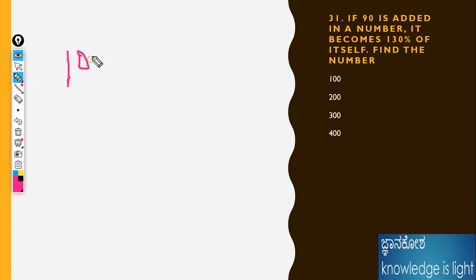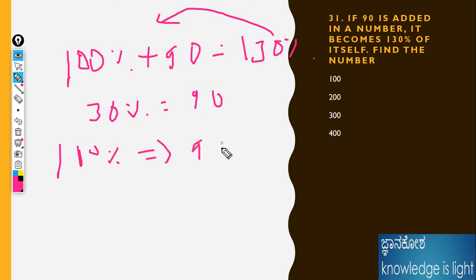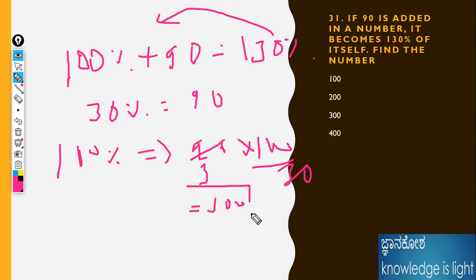100% is the original. For 100%, I am adding 90, then it will become 130%, isn't it? Substituting there, 30% is equal to 90. Then what is the original percent? 100% is equal to 90 into 100 divided by 30. In the numerator I want the highest value, that's why I am taking 100. Therefore 300 is the answer for this question.